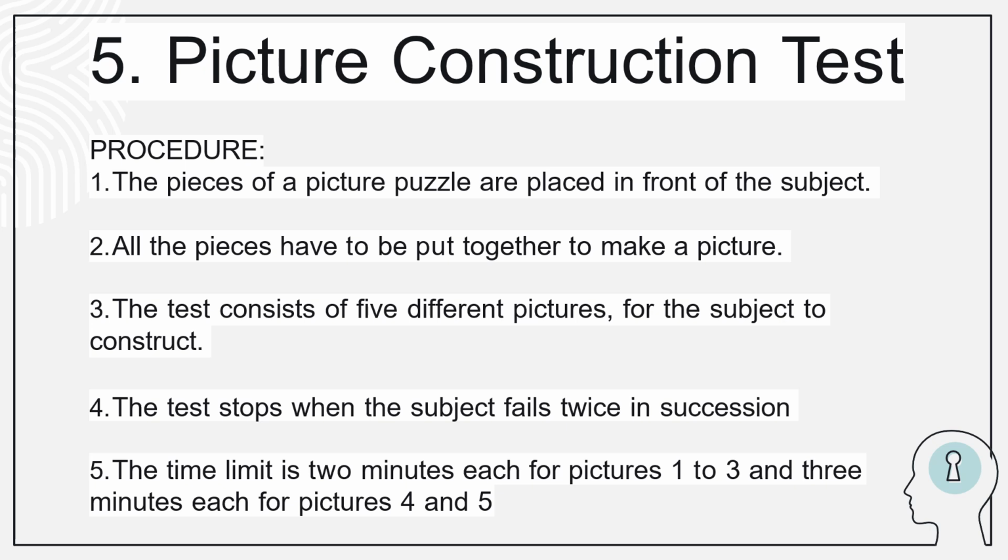Now the picture construction test. The pieces of a puzzle are placed in front of a subject. All the pieces have to be put together to make a picture. The test consists of 5 different pictures for the subject to construct. The test stops when the subject fails twice in succession. The time limit is 2 minutes each for pictures 1 to 3 and 3 minutes each for pictures 4 to 5.